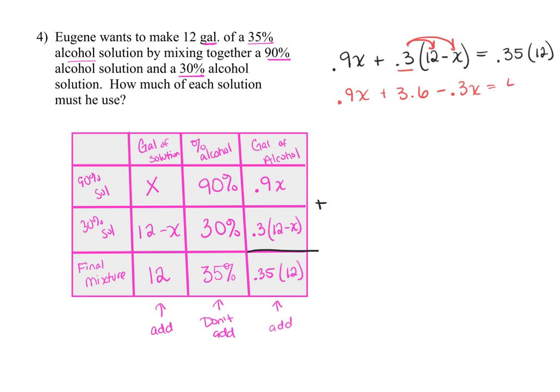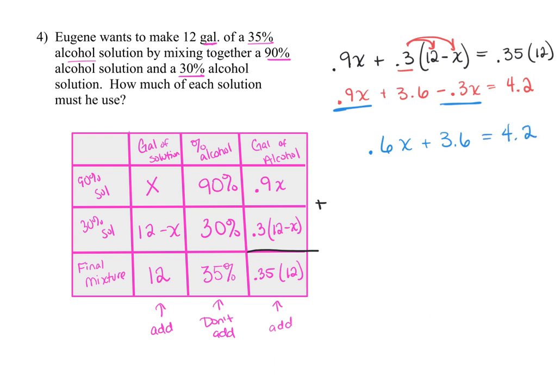So we have 4.2, all right? Again, you have your calculator. All right, combine your like terms. Like terms are 0.9x and negative 0.3x, which give me what? 0.6x plus 3.6 equals 4.2.